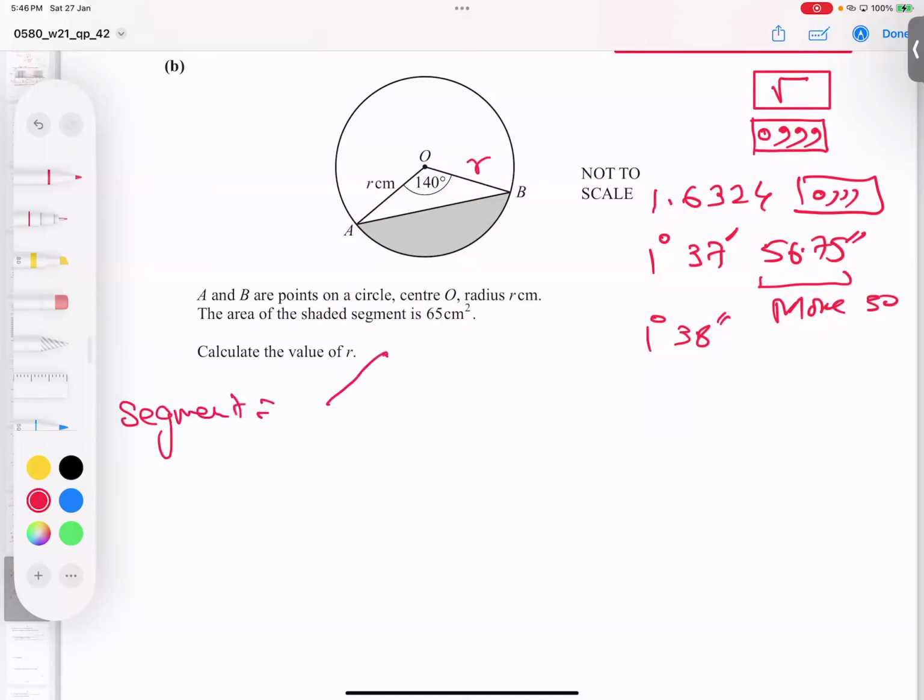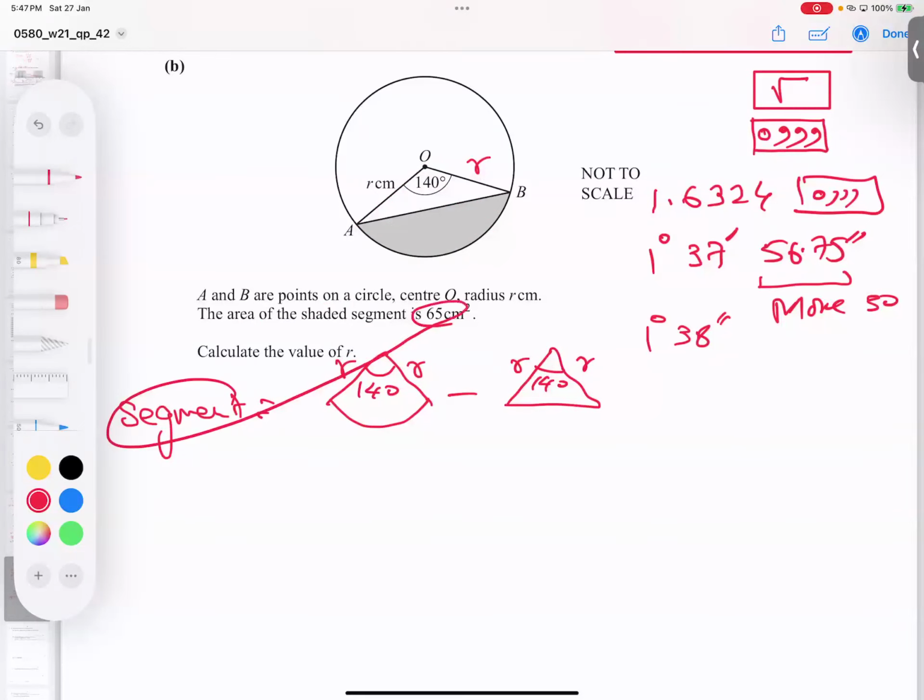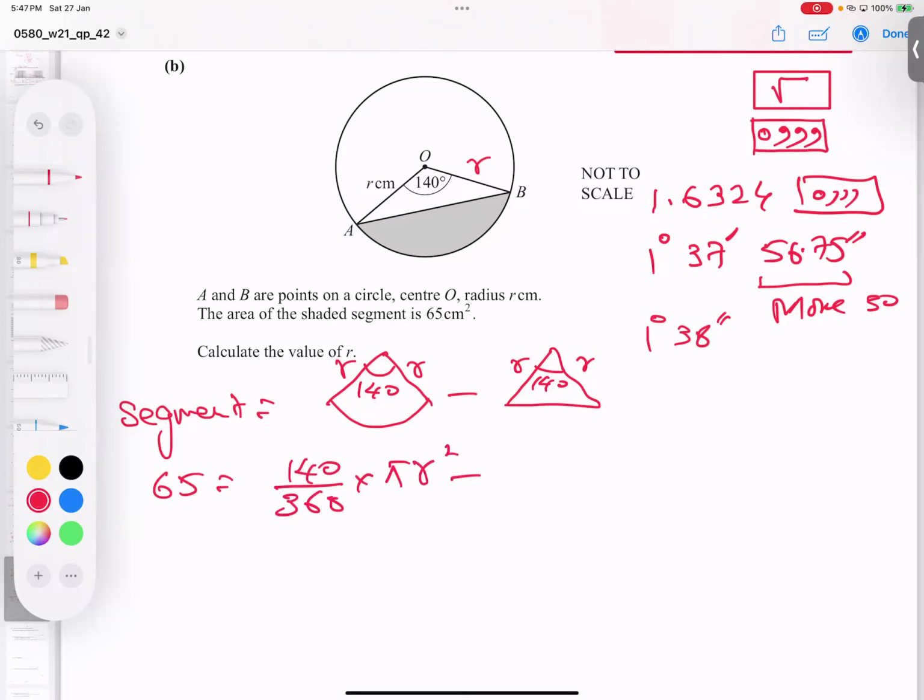The plan is so simple: area of sector minus area of triangle. Radius, radius. Here 140, here 140. And the segment area is given by him as 65. I'm replacing it here with 65. And what is the sector formula? Theta by 360 into pi r squared. And what is the triangle area formula? Half into a into b into sine theta. Actually, this is behaving like a and this is behaving like b.